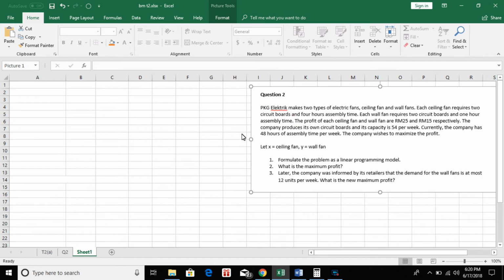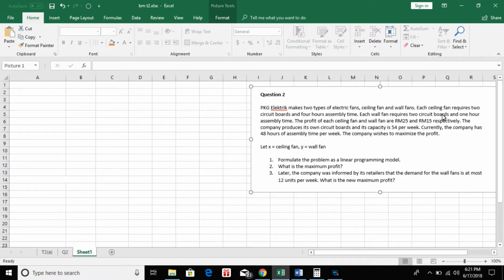The question is that PKG Electronics makes two types of electronic fans, ceiling fans and wall fans. Each ceiling fan requires two circuit boards and 4 hours assembly time. Each wall fan requires two circuit boards and 1 hour's assembly time. The profit of each ceiling fan and wall fan are RM25 and RM15 respectively. The company produces its own circuit board and its capacity is 54 per week. Currently, the company has 48 hours of assembly time per week. The company wishes to maximize the profit.